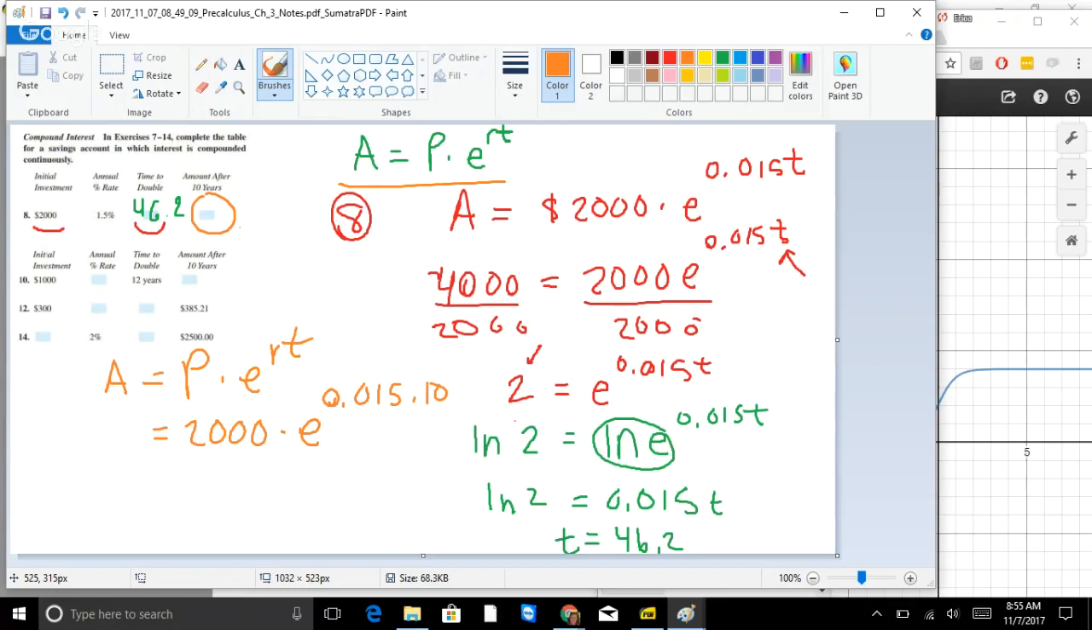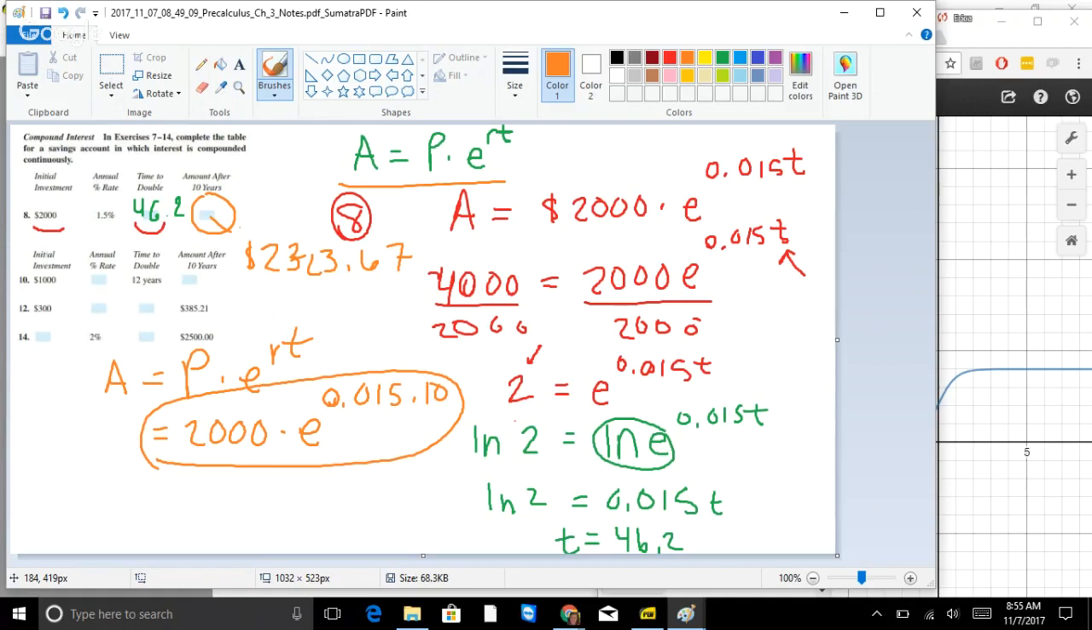If you plug all this in, looks like after 10 years, you're going to have $2,323.67. This one, I'm not going to take a whole lot of time. This is the same thing we did in 3.1. Just plug in and evaluate, right?